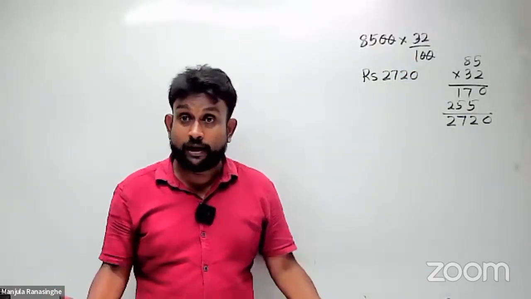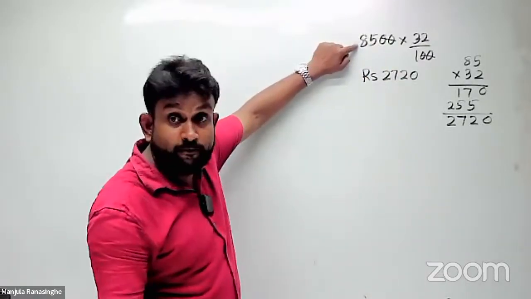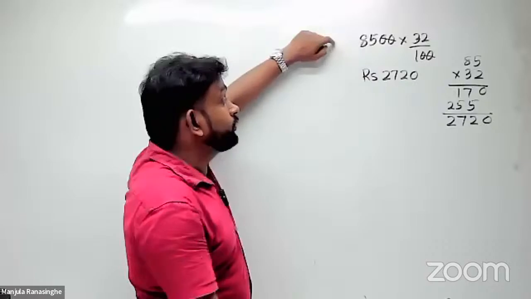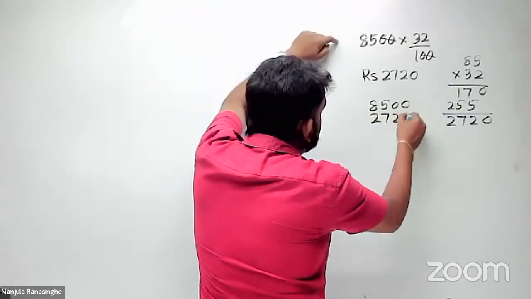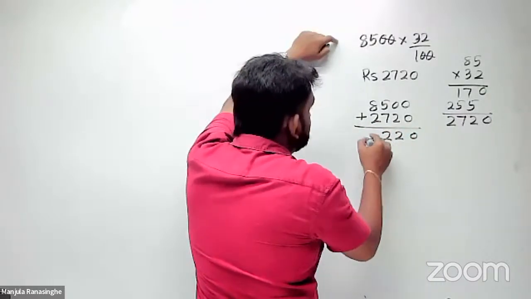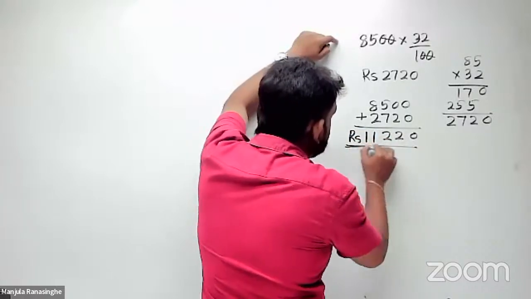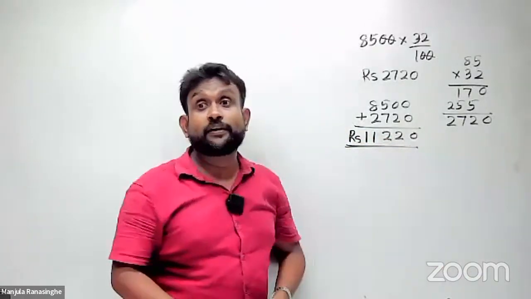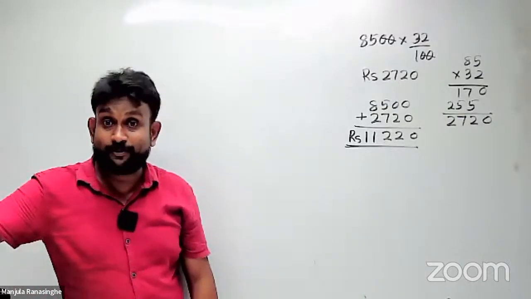So what is the value of the phone after paying the duty? This is the importing value, and at this tax, 8,500 plus the tax 2,720 becomes 11,220 rupees. That is the mobile phone value with tax. Okay, with tax, that is the value.